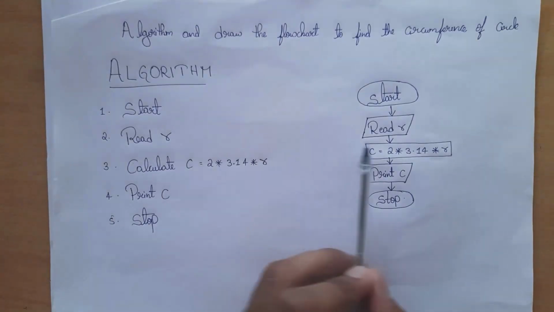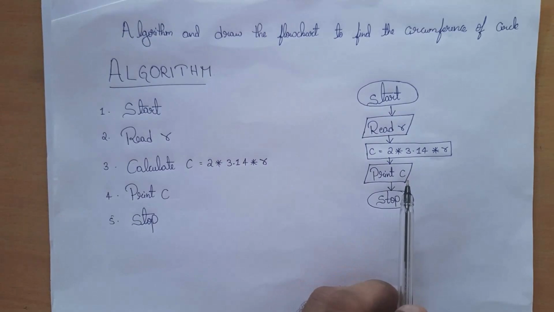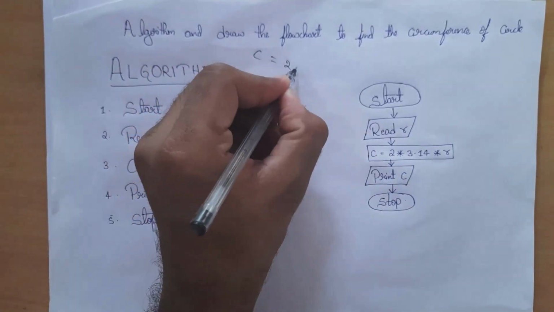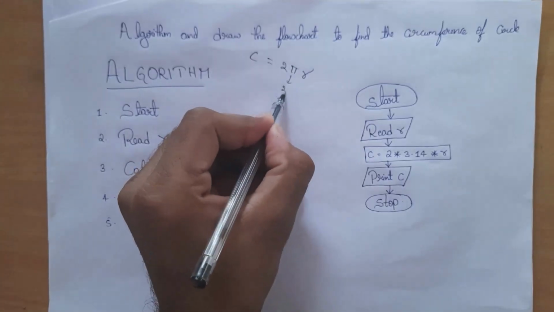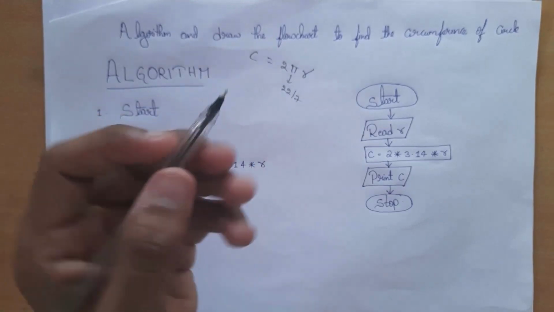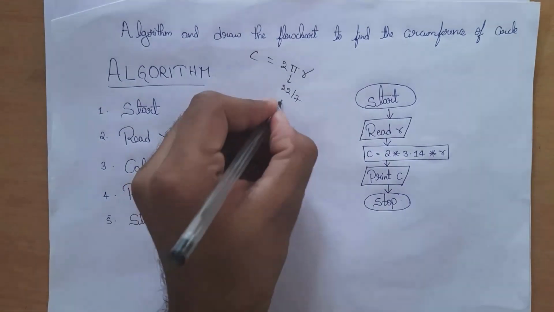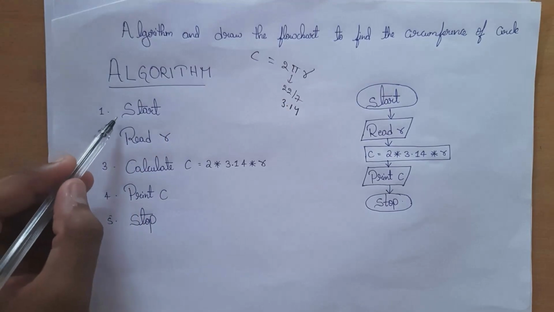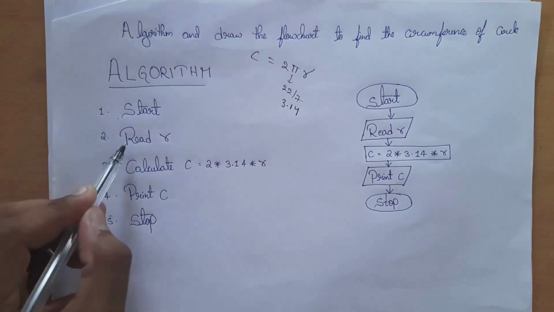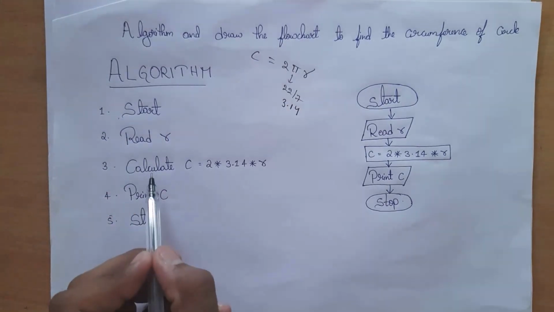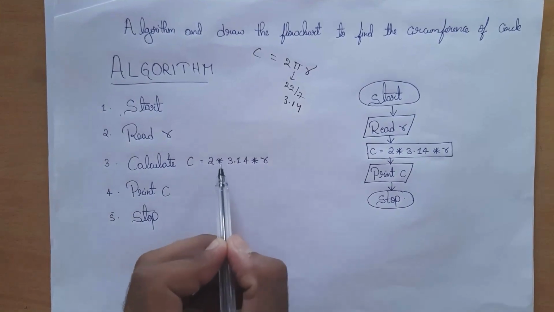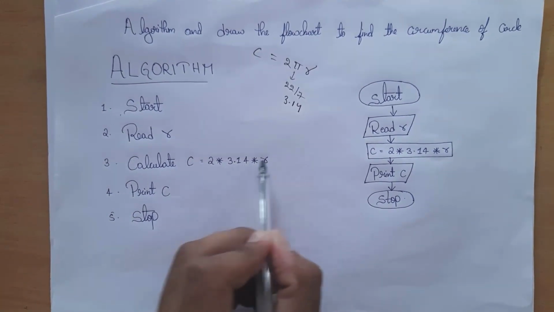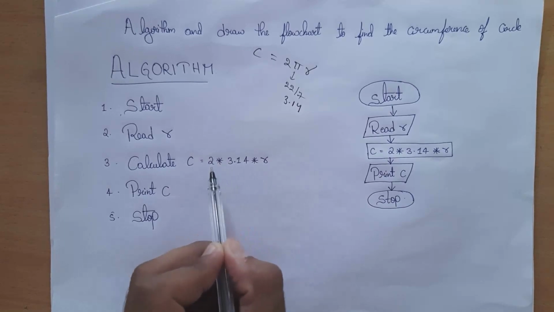This is an algorithm and flowchart for the circumference of a circle. The circumference formula is 2 pi r. The value of pi is 22 by 7. That means if you convert this in a calculator, you will get the value 3.14. So the first step is start. After that, step 2 is read r. After that, step 3 is calculate c is equal to 2 into 3.14 into r. This is the formula of circumference, that is 2 pi r.